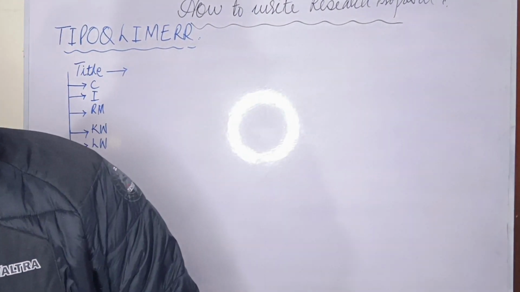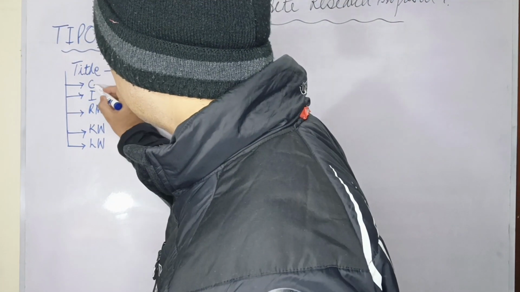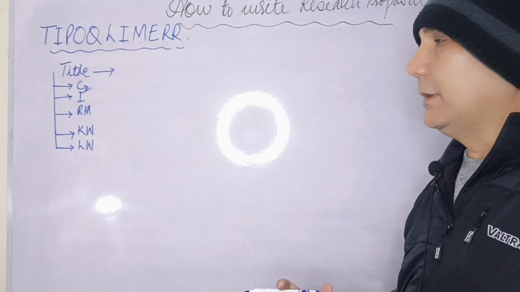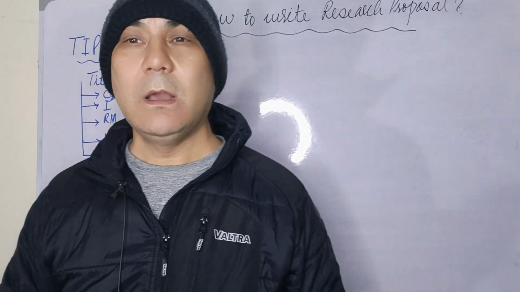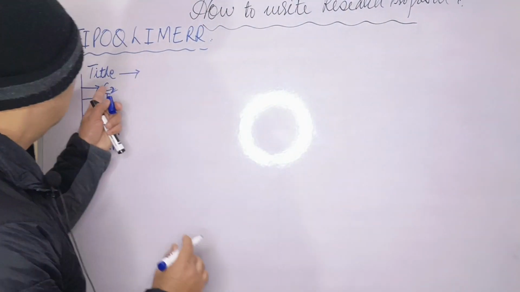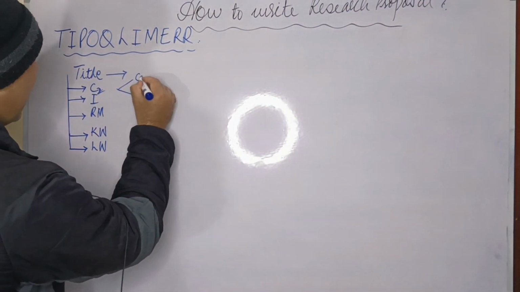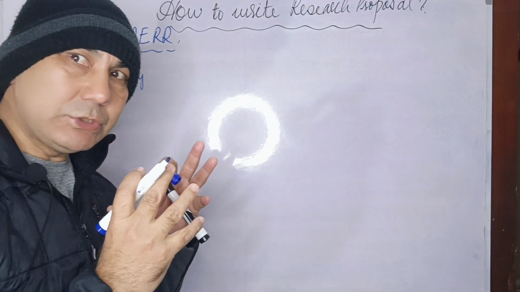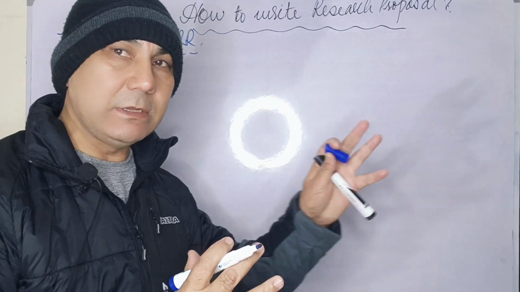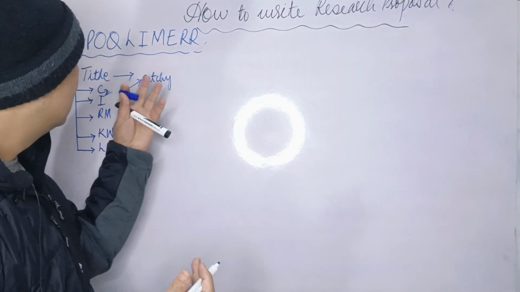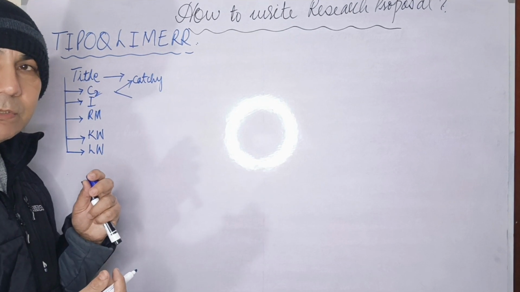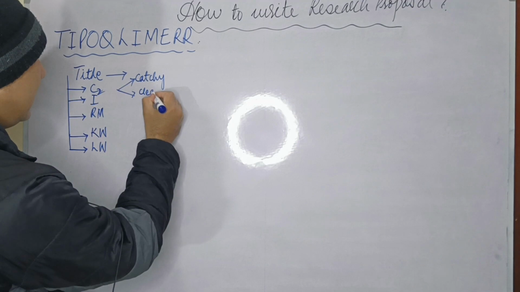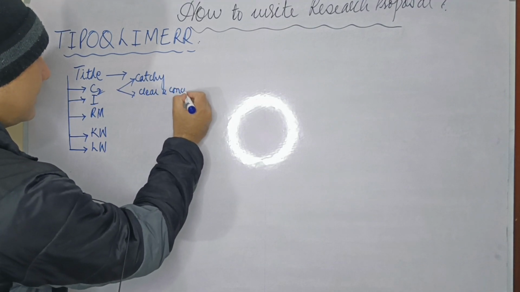Now what does it say? C, C2. Your title should be very catchy for the audience. It should be a very catchy title, attracting the reader to read your research article or research topic. The second one: it should be very clear and concise.